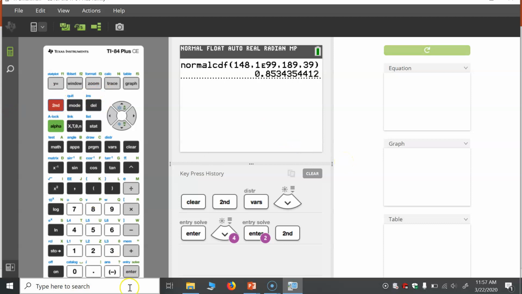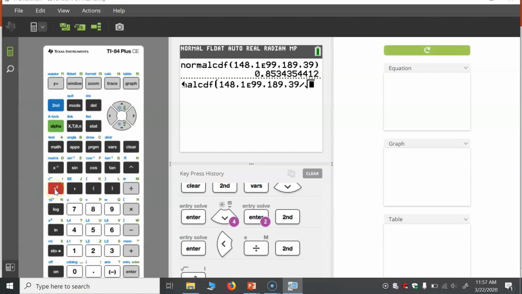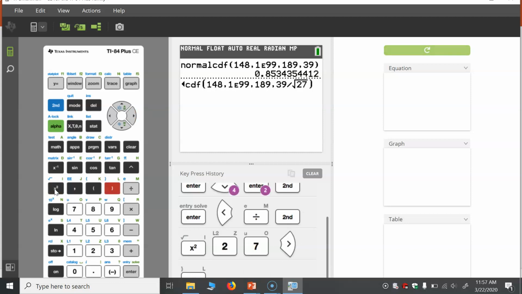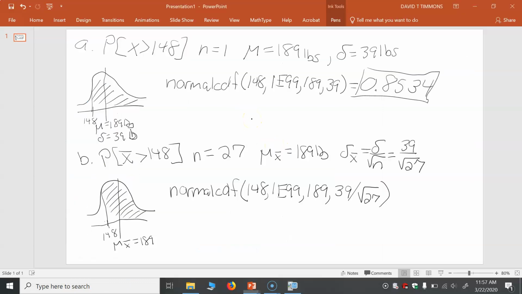And I'll use second entry just to bring up that command again. So all I want to do is change that 39, and I'm going to make that divided by, and then I'll insert my square root function, put in 27, then just cursor out, make sure you're out from underneath the radical, and close parentheses, and I'll hit enter. And you'll see there, we'll keep that probability at 0.9999 to 4 decimal places.